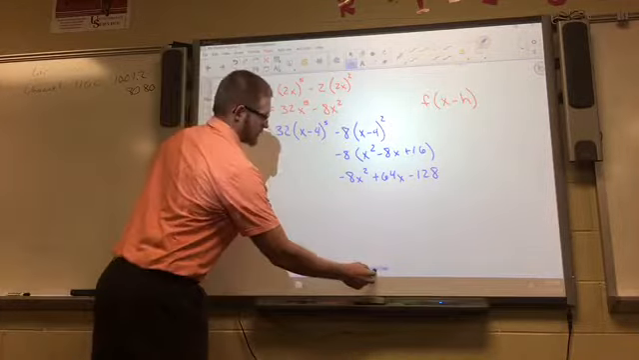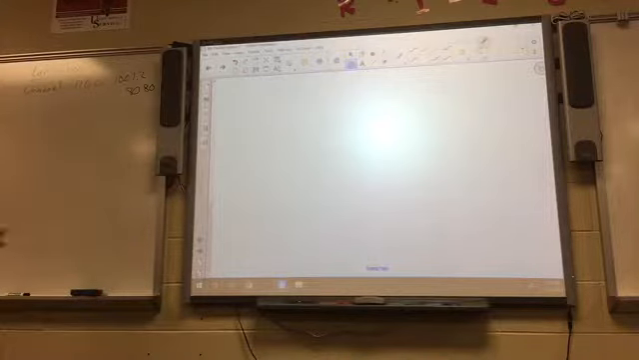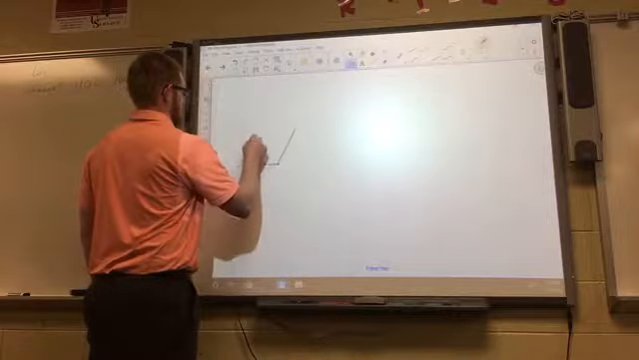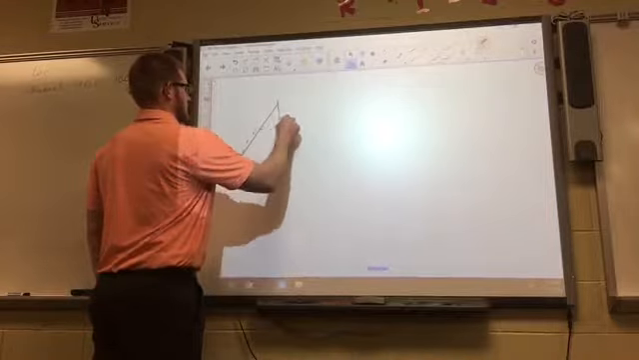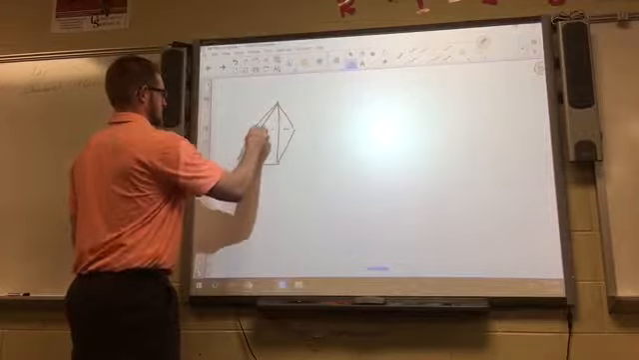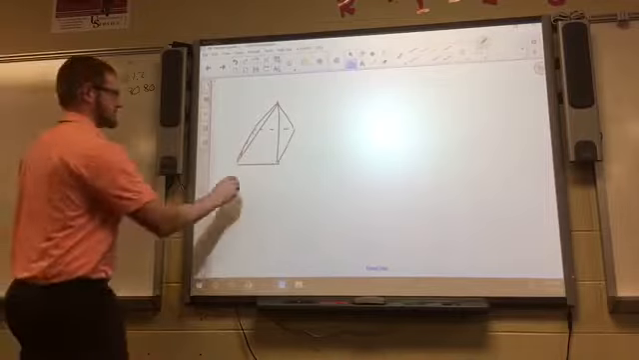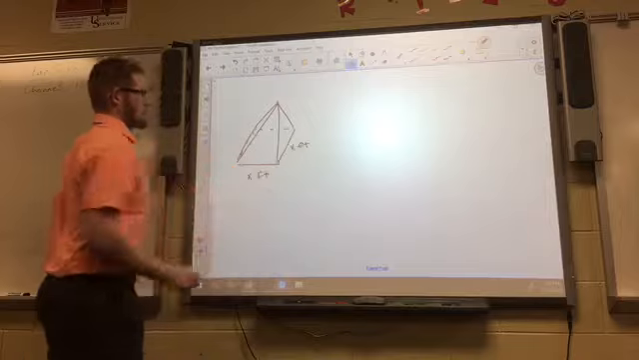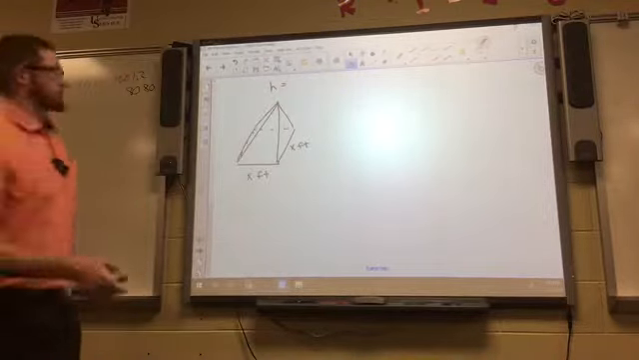The last example I want to look at is example 5. They have a pyramid here, and they have it labeled that this is x feet, this is x feet, and I'm just going to put the height in here, is x minus 3 feet.